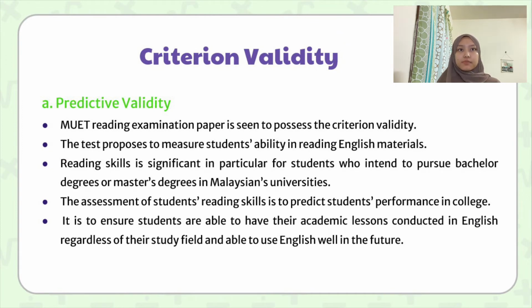The MUET reading examination paper is seen to possess criterion validity. In terms of predictive validity, the test proposes to measure students' ability in reading English materials. This skill is significant in particular for students who intend to pursue bachelor's degrees or master's degrees in Malaysian universities. The assessment of students' reading skills is to predict students' performance in college. It is to ensure students are able to have their academic lessons conducted in English regardless of their study field and able to use English well in the future.